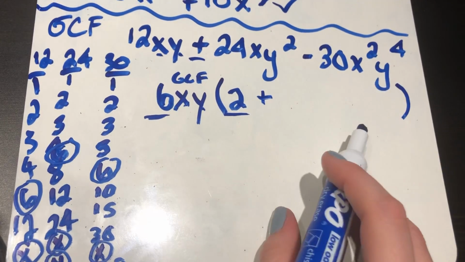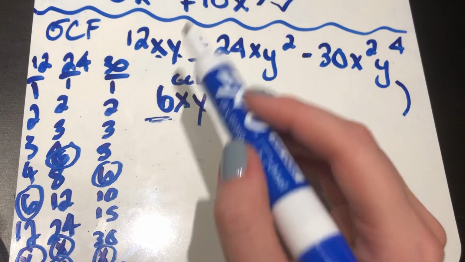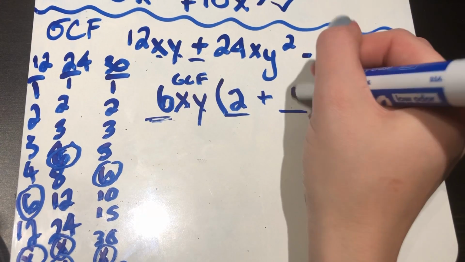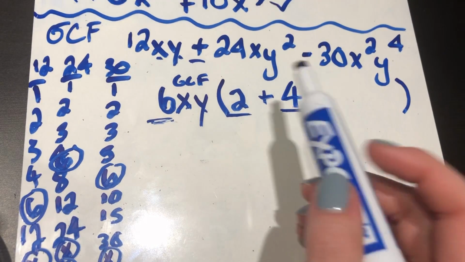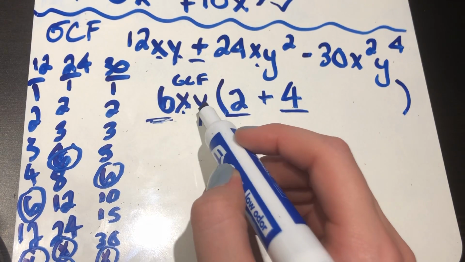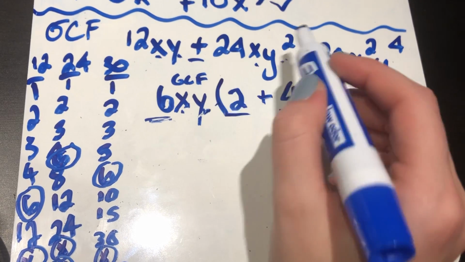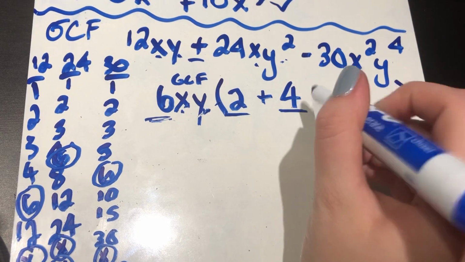Plus. All right. 6 times what gives you 24? 6 times 4 is 24. Okay? I have an x here and x here. I'm good with the x's. I have 1 y here, but I need 2. So if I have 1, but I need 2, I'm going to add 1 right here.